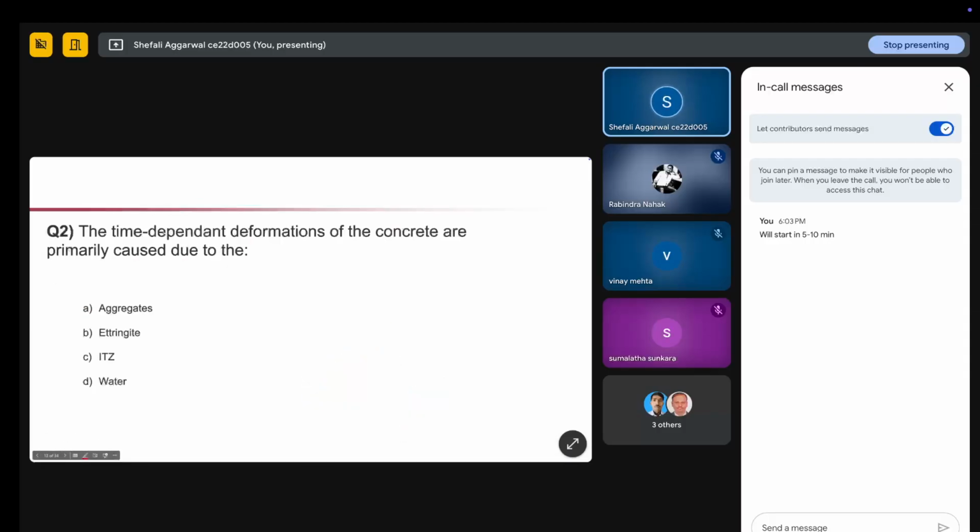Second question is, time dependent deformation of the concrete is primarily caused due to aggregate, ettringite, ITZ or water. D. Water. Okay, correct. So mainly it is due to the loss of water.